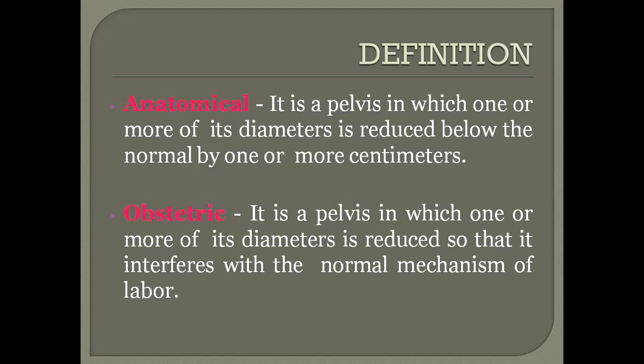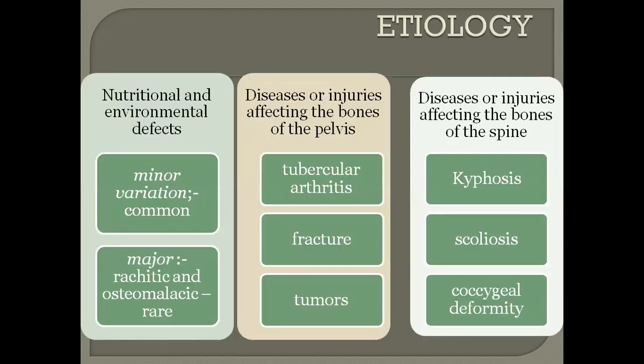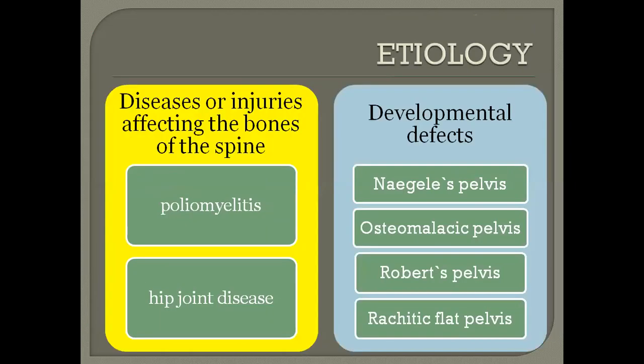So what is contracted pelvis? Any one or more than one diameters of the pelvis will be reduced by one or more centimeter. Okay, that is contracted pelvis. Next are the causes. The first, nutrition and environmental defects. Then diseases or injuries affecting the bones of the pelvis. Diseases or injuries affecting the bones of the spine. Then developmental defects. These are the main causes.